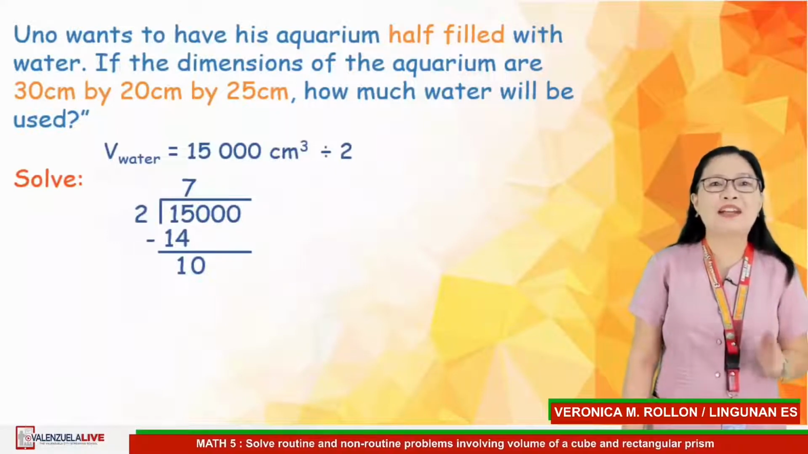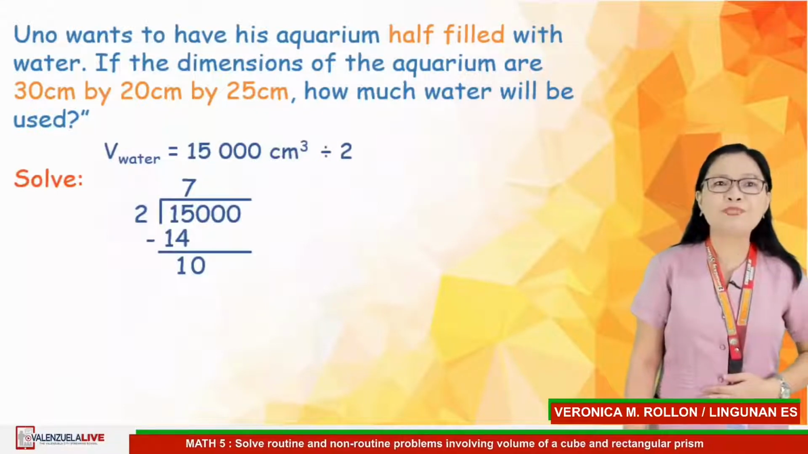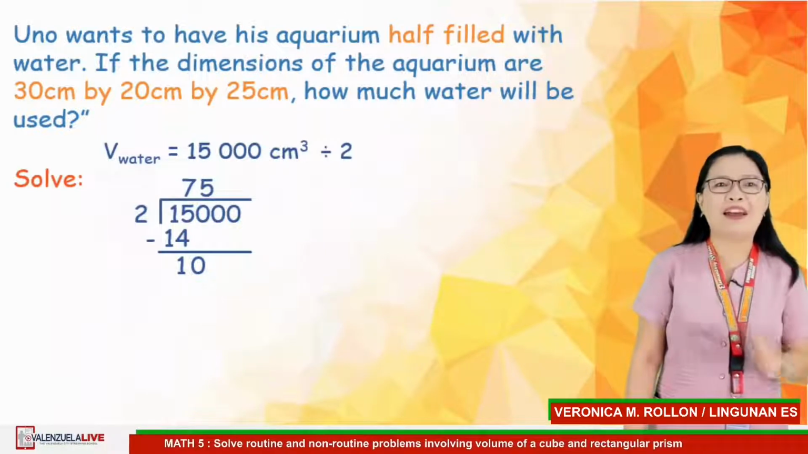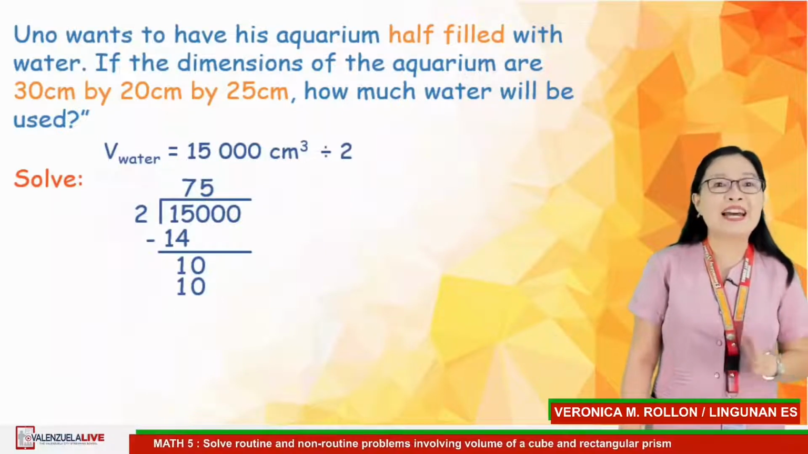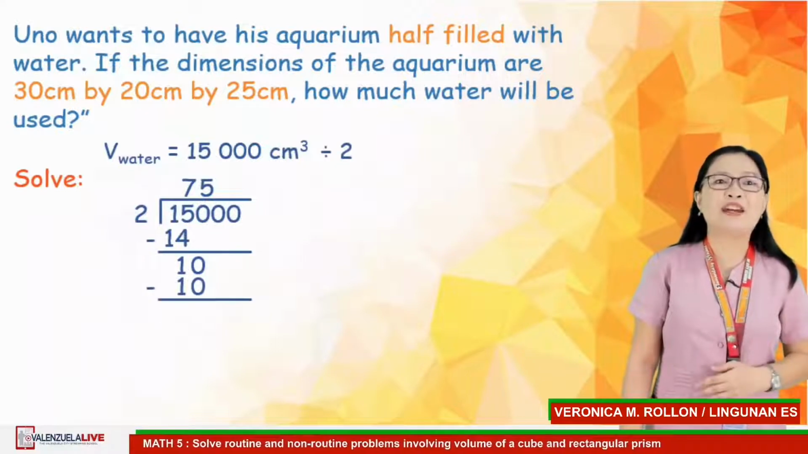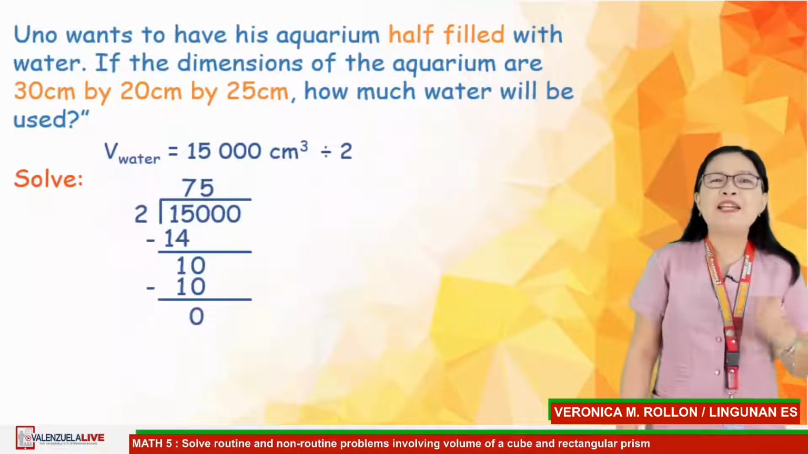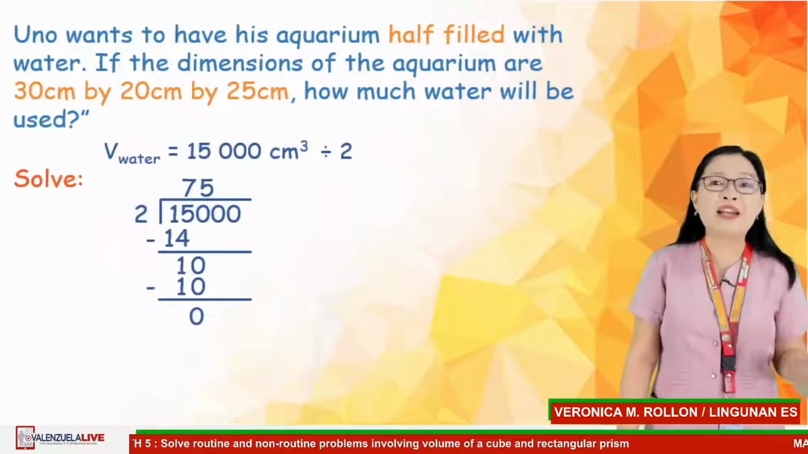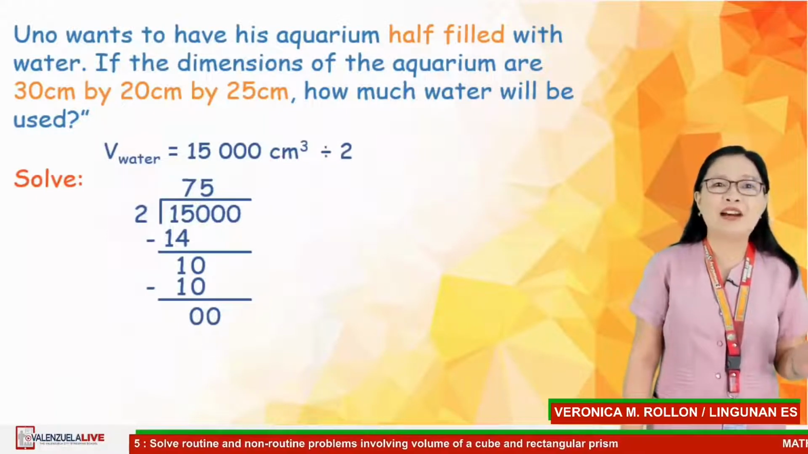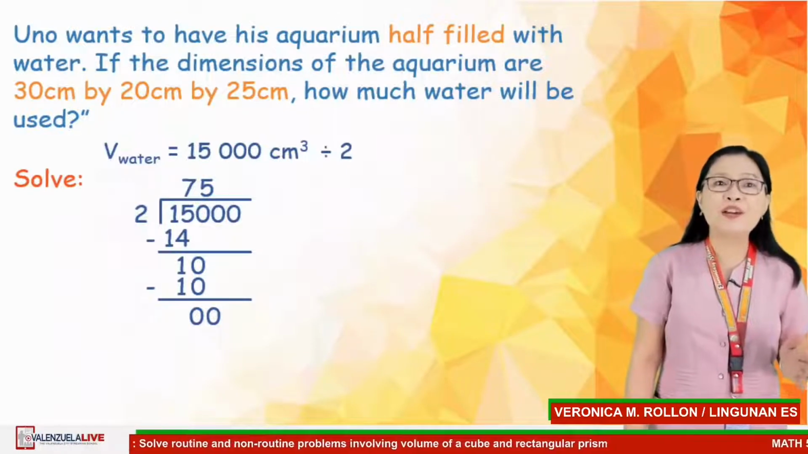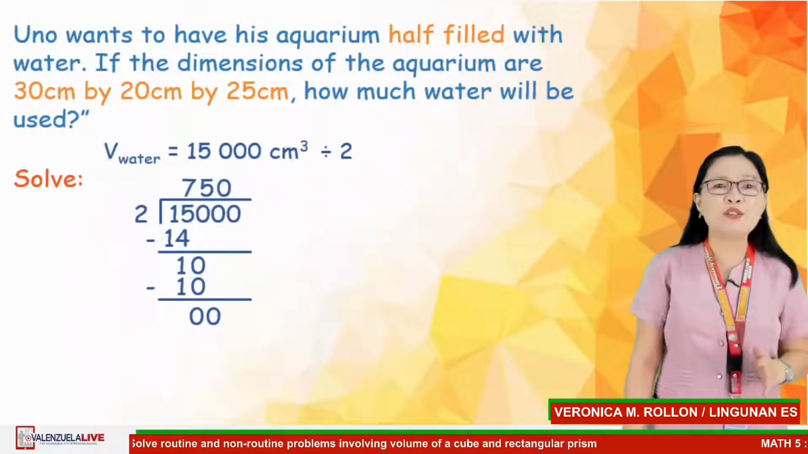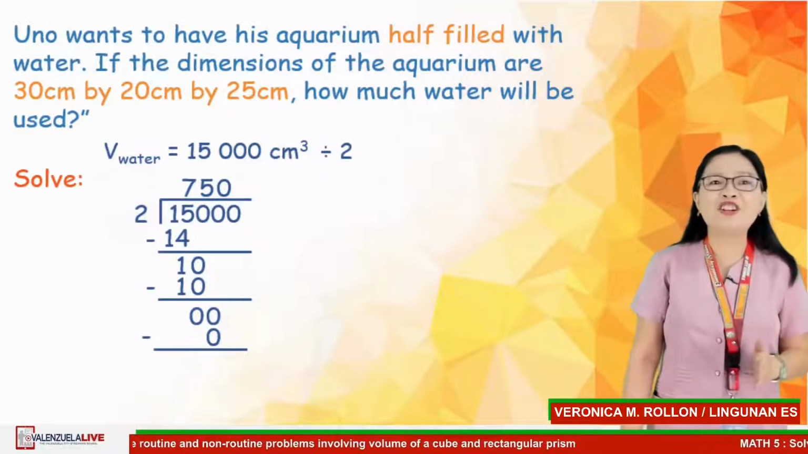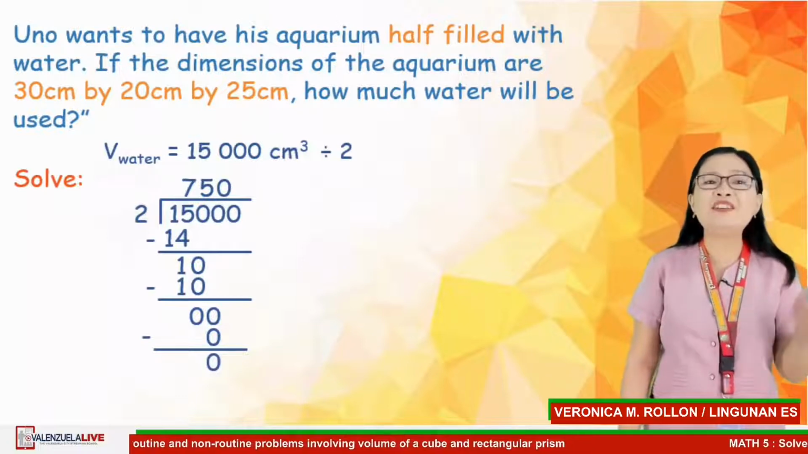So, let's divide. 10 divided by 2, it's 5. Then multiply. 5 times 2 is 10. So, let's subtract. 10 minus 10 is 0. Since we still have digits to bring down, all you have to do is repeat the process again. So, bring down 0. 0 divided by 2 is 0. 0 times 2 is 0 again. Then subtract. There's another digit to bring down, that is 0. And then repeat the process.